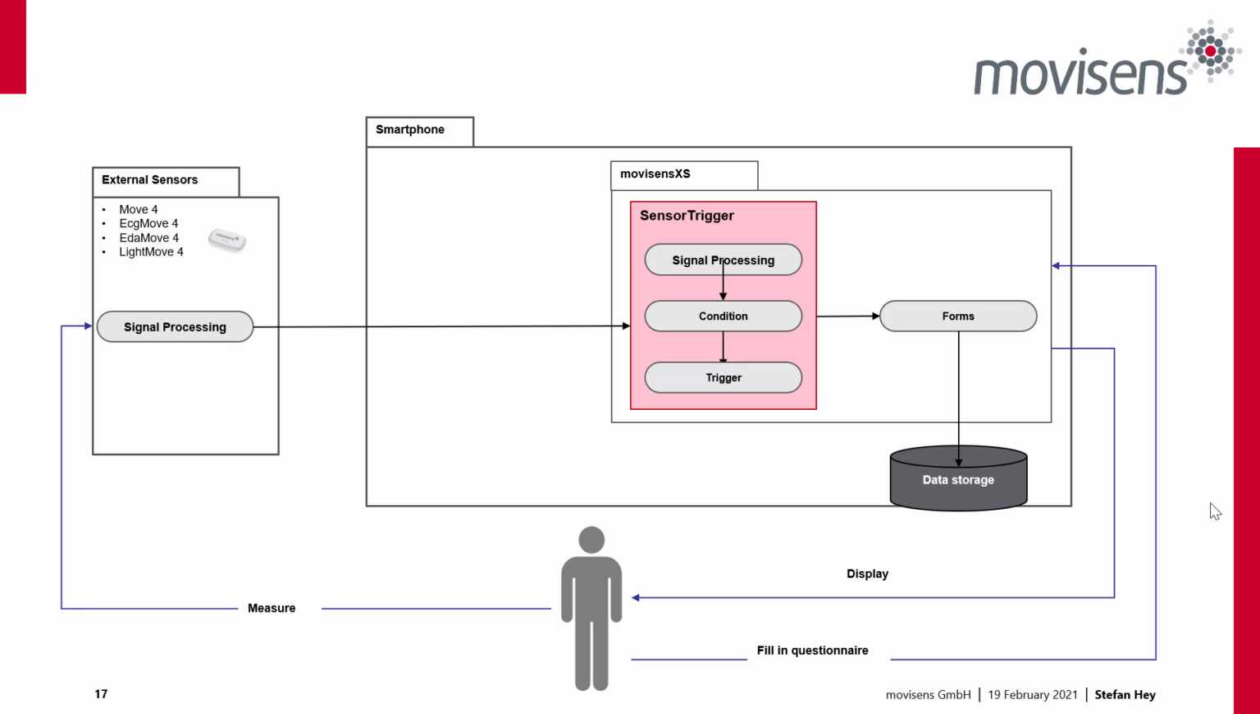And for those of you, I guess the 0.01% of you that really get into flowcharts and block diagrams, like if there's any engineers hiding in the audience at the moment, this is the process here. So here is our participant. They're being measured. The signal is processing the data, sending situations over. movisensXS takes care of this element, so it takes that signal processing, looks at the condition, then runs the trigger to the form, and then the form gets uploaded into data storage. The form gets displayed obviously, and they fill in the questionnaire, and that also goes into the data storage.